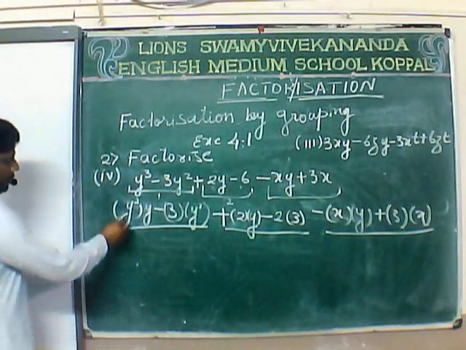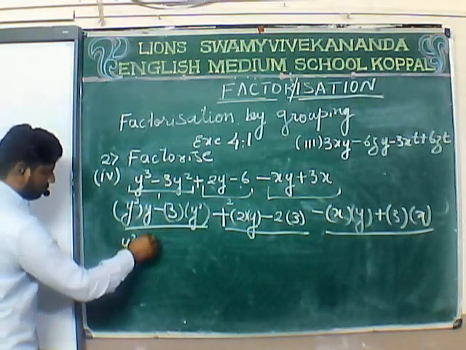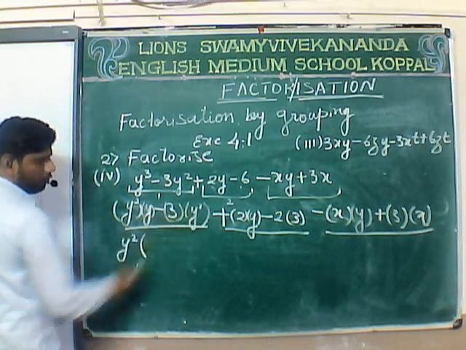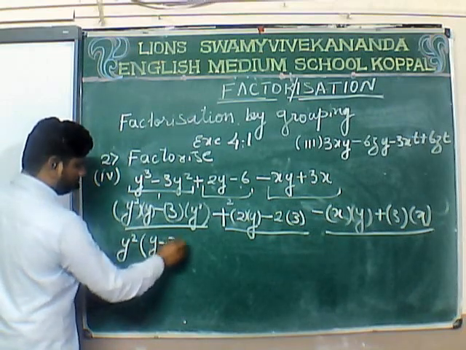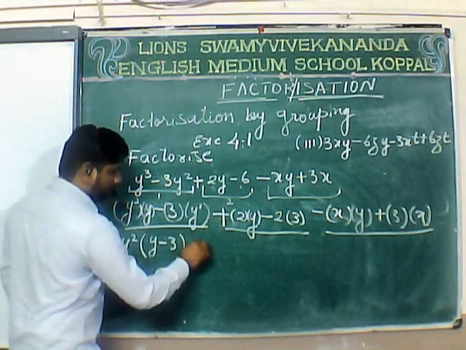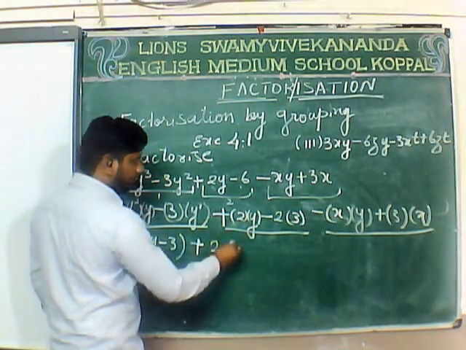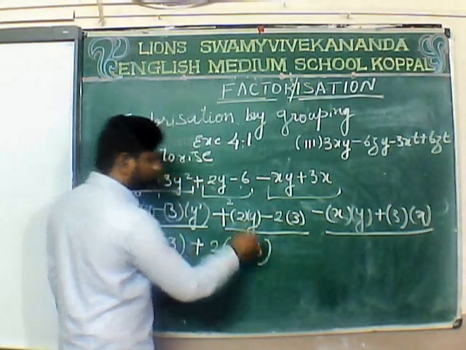In the first group, what is common? Y square is common, isn't it? Y square and y square we have. What is left after taking y square? Y is left, y minus 3. So here we have plus. What is common here? 2 is common. What is left? Y minus 3.